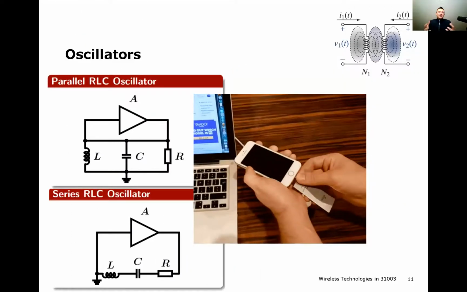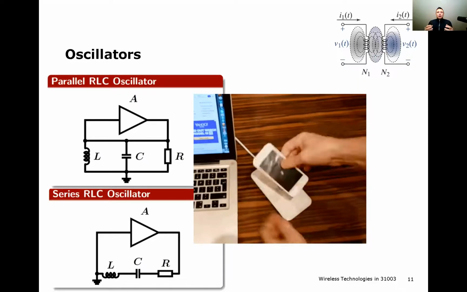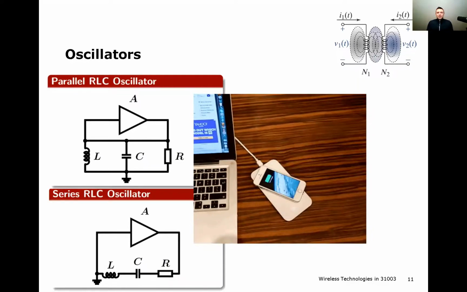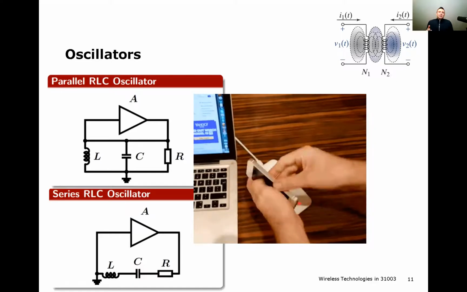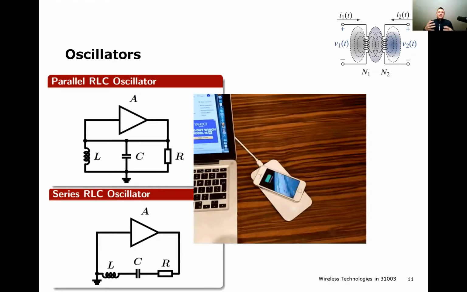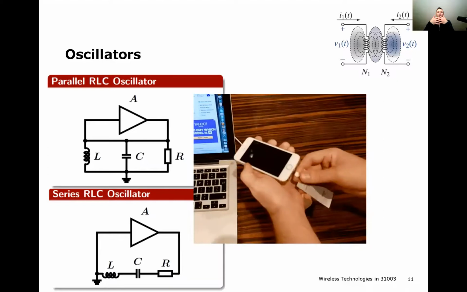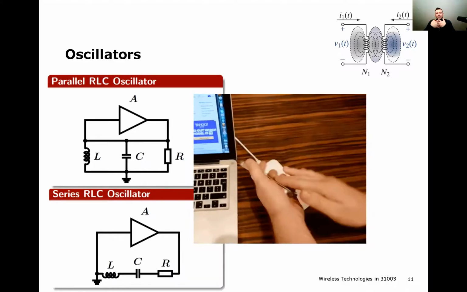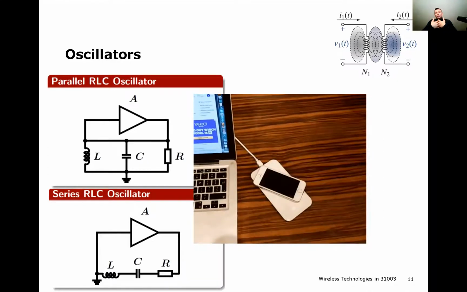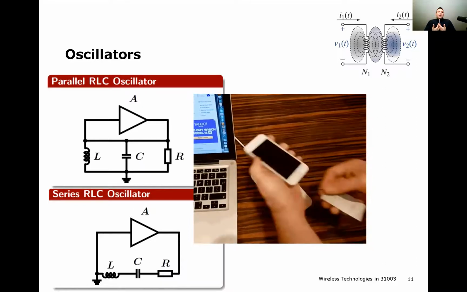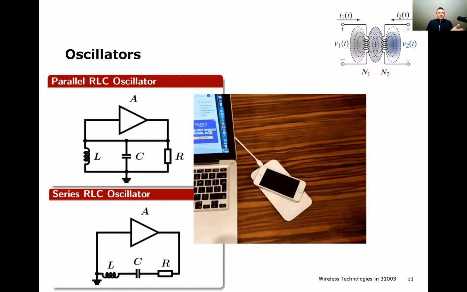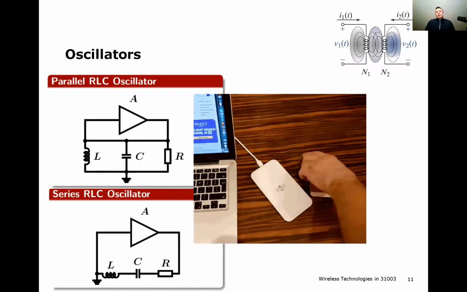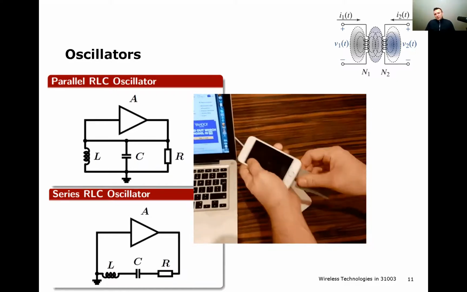Two coupled inductors can also be used for wireless charging. And if you remember from your basic electromagnetics course, the inductors can be coupled only if you have alternating currents. In order to generate them, you need oscillators. And on the left side, you see some examples of the oscillators which can be used.